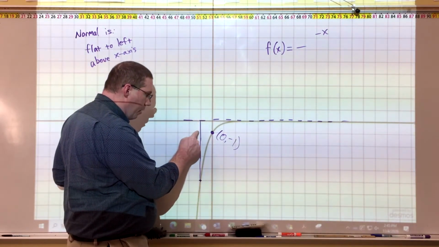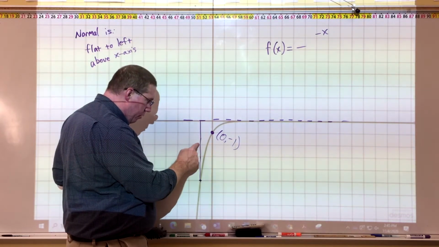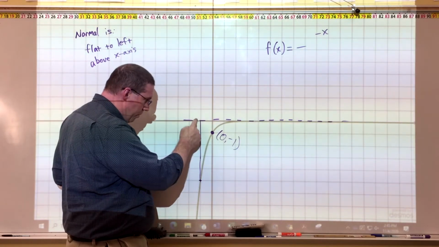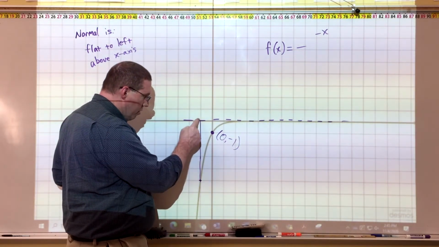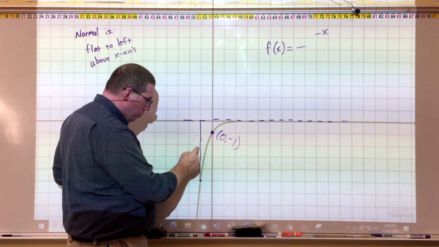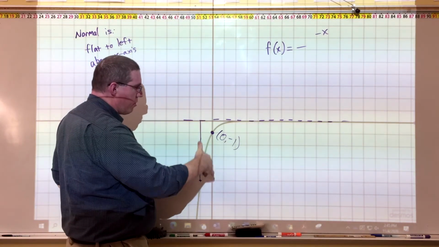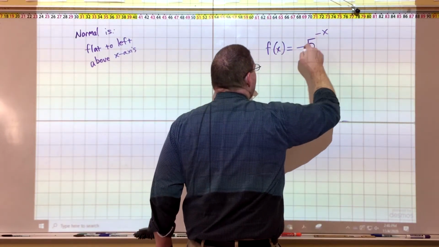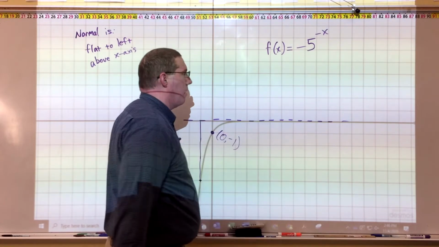0, and then from here to here is 1. From here to here is 2, from here to here is 3, from here to here is 4, and from here to here is 5. So the distance between here and here is 0, 1, 2, 3, 4, 5. This curve has a base of 5, therefore this function is negative 5 to the negative x power.